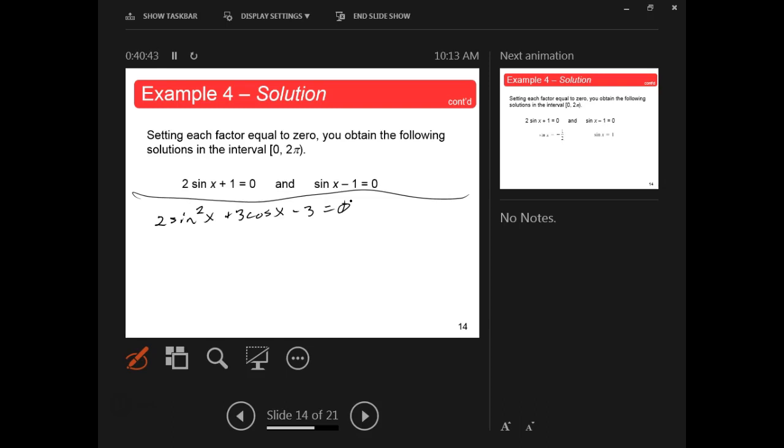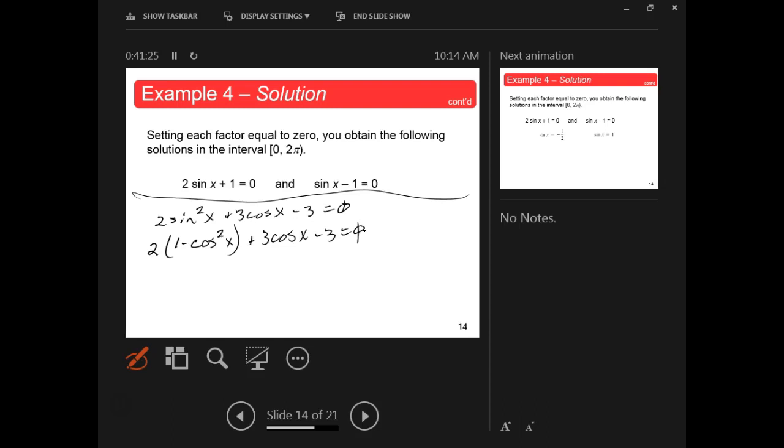I agree. Why? Your Pythagorean identity does exactly that. When you've got a square, think Pythagorean identity. So what is sine squared in terms of cosine squared? 1 minus cosine squared. Okay? So instead of sine squared, we put 1 minus cosine squared. Then we have 2 times that, plus 3 cosine x minus 3 equals 0. Okay, I hope I copied the problem right. Did I? Yeah, I think so.